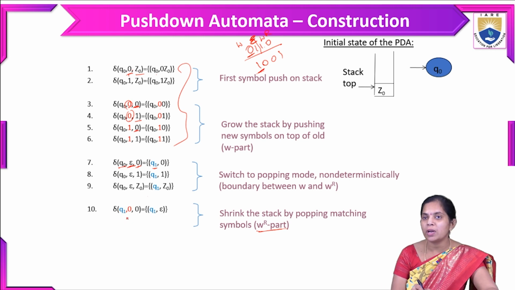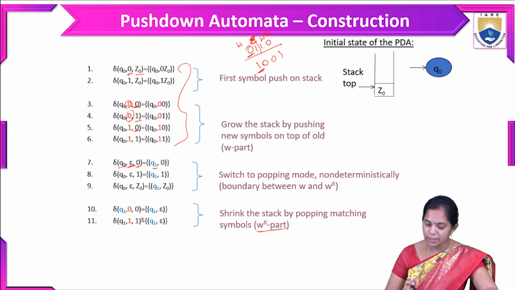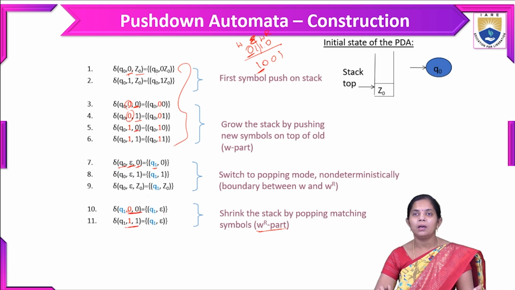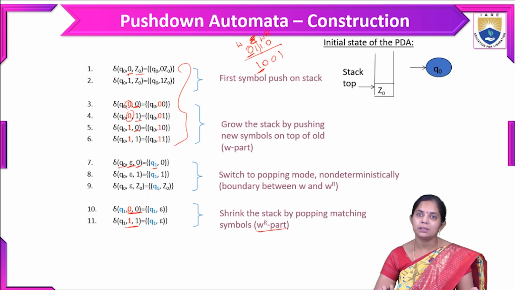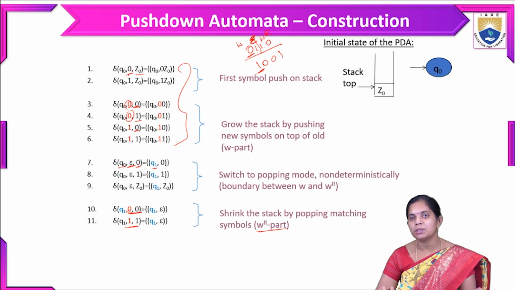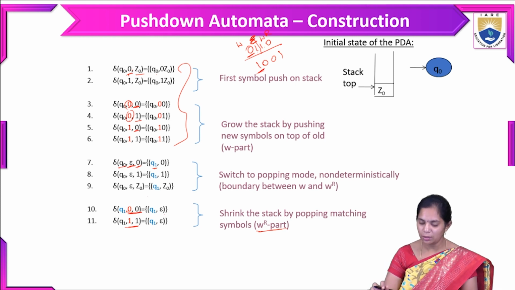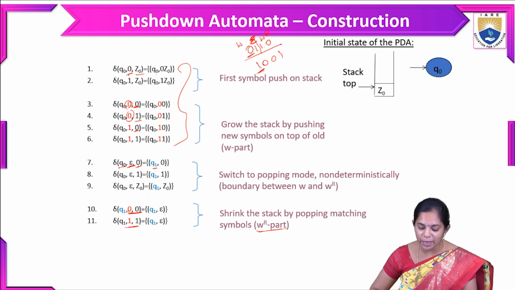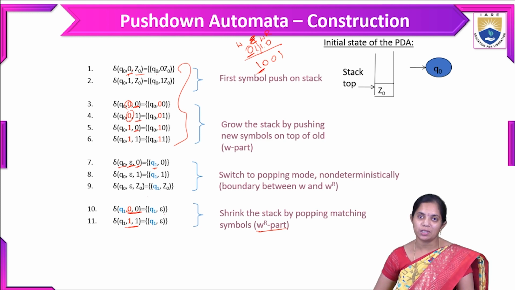With 0 as an input symbol and 0 as the top of the stack symbol, we have to pop. And with the same kind of input, when the top of the stack symbol is 1 and the input symbol is 1, we have to pop. When the top of the stack symbol and input symbol are both 0, we have to pop the stack. And we remain in the same state. That is the Q1 state.